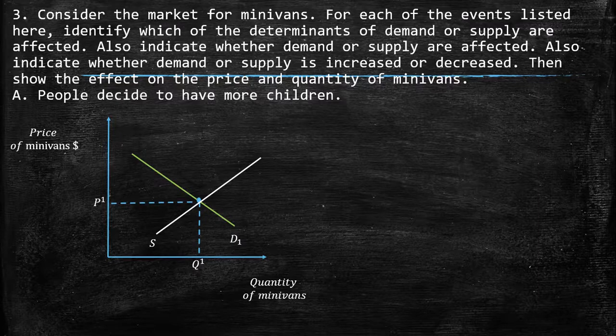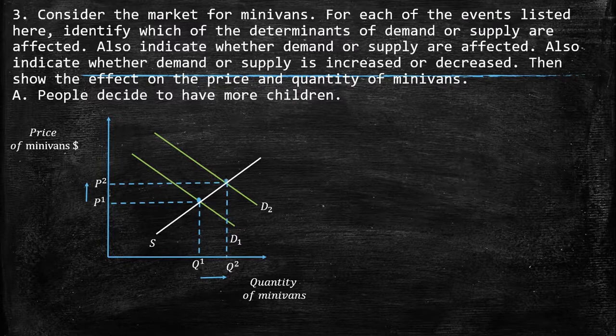So the minivan, they're used for children. Okay, so people need more minivans because they need to transport children. So the demand is going to increase. It's going to shift to the right. So in this case we have an increase in quantities and an increase in prices as well.